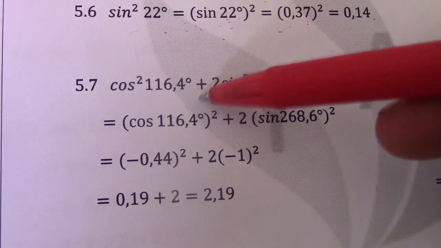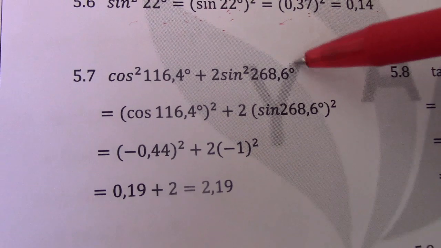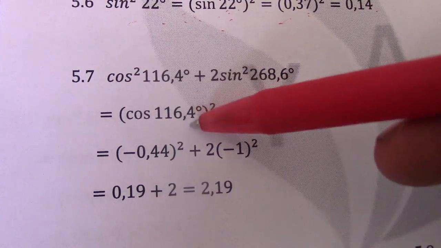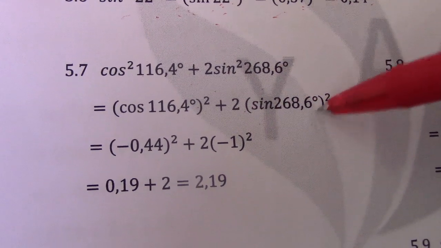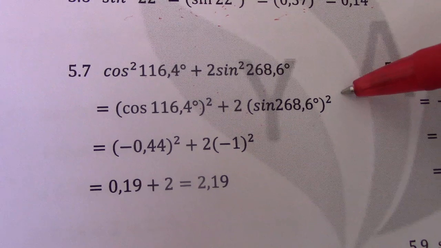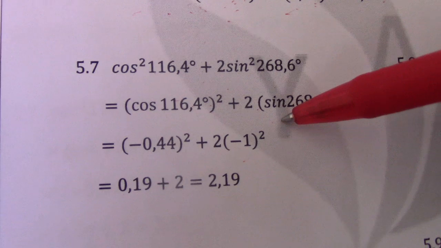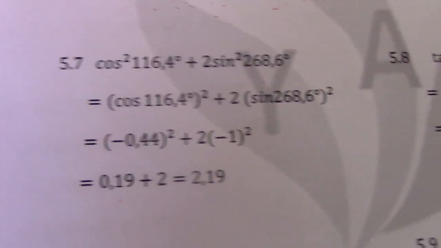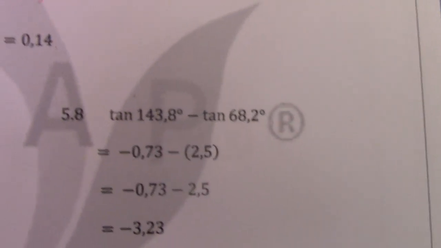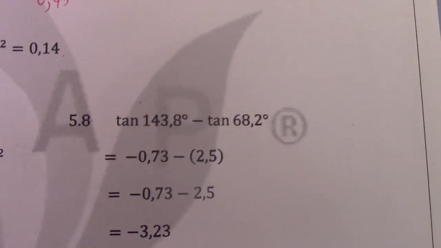Go to the next one. Now I have cos squared 116.4 plus 2 sine squared 268.6. So that is the same as saying cos 116.4 degrees all squared plus 2 times sine 268.6 degrees all squared. That becomes 0.44 squared, and that becomes negative 1 squared. It then simplifies to 0.19 plus 2, which then equals 2.19.